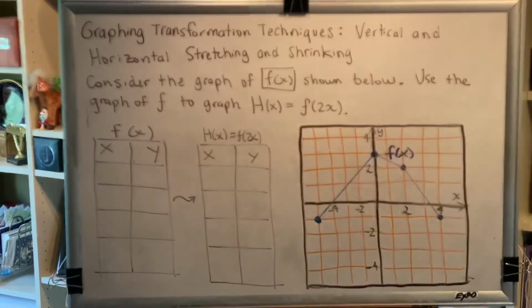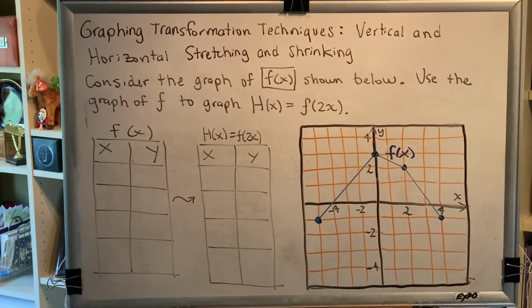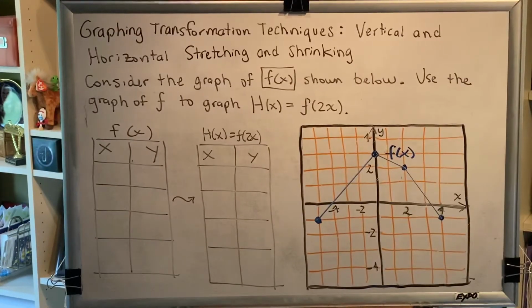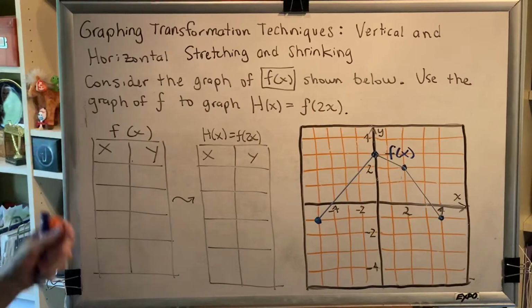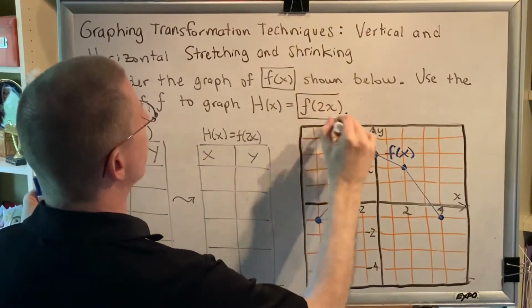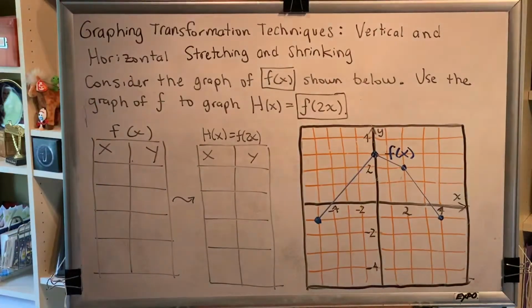The topic of this video is graphing transformation techniques, vertical and horizontal stretching and shrinking. Okay, let's look at a problem. Consider the graph of f of x shown below. Use the graph of f to create the graph of h of x, which is equal to f of 2x.